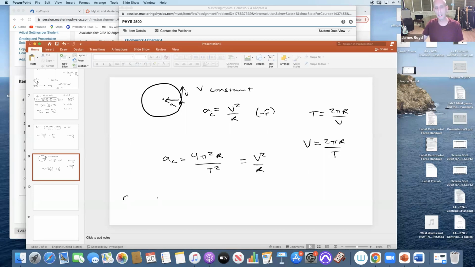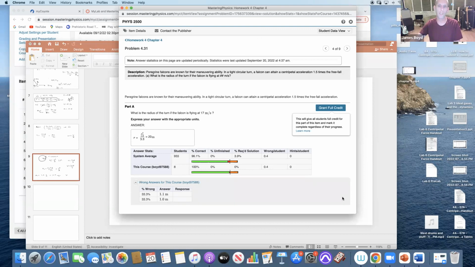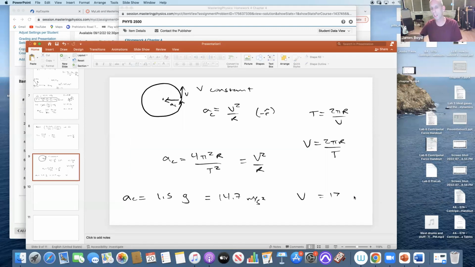So I know that a_c is going to equal 1.5 times the free fall acceleration. Don't worry about the negative sign. Yes, we know it's inward, but we don't worry about that. Our v, we're told, or at least I was told, you probably have something different, is 17 meters per second. And we want to know the radius.